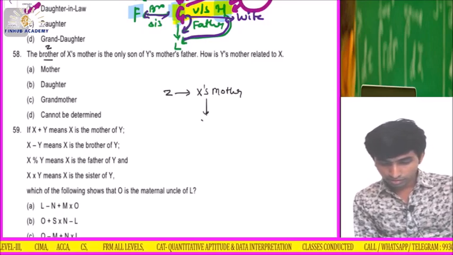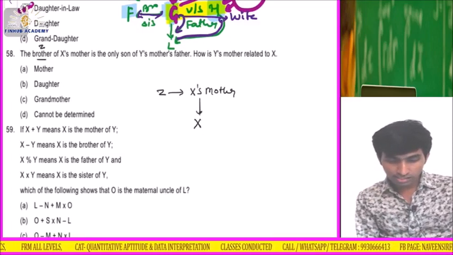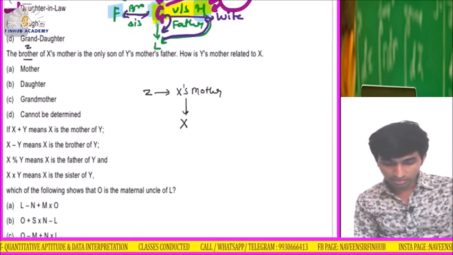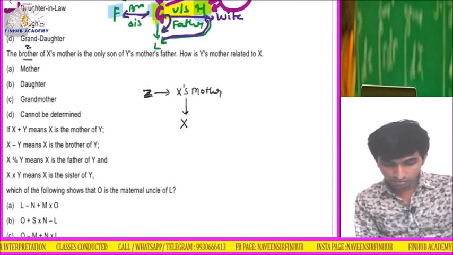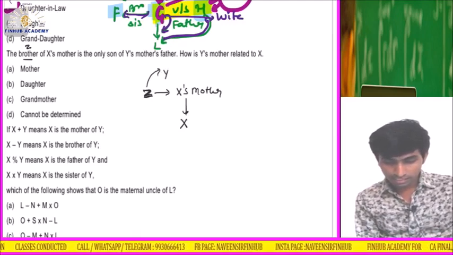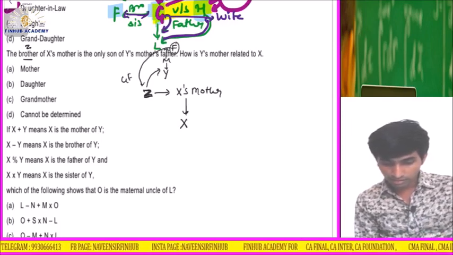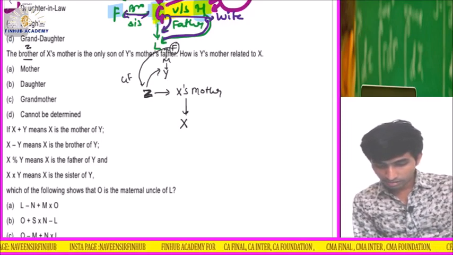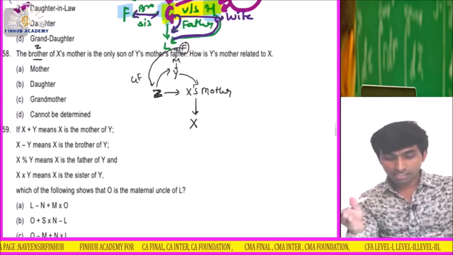So X is here somewhere. Z is brother of X's mother, means mama, maternal uncle. He is the only son of Y's mother's father. That means he is the grandfather to this man. How is Y's mother related to X? Y's mother is related to X, because he has only one son.